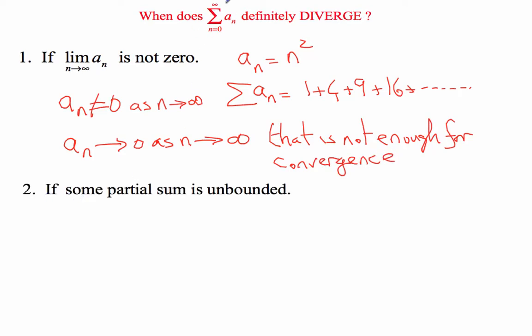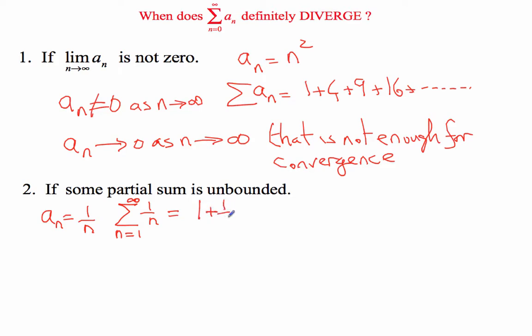It could be that this series diverges because some partial sum is unbounded. Let's see what that means by taking the example of an equals 1 over n. Now, as n becomes larger and larger, certainly an goes to 0, like over here. But let's look at what happens to the series. So let me take the sum of 1 over n as n goes from 1 up till infinity. Let me write out the first few terms.